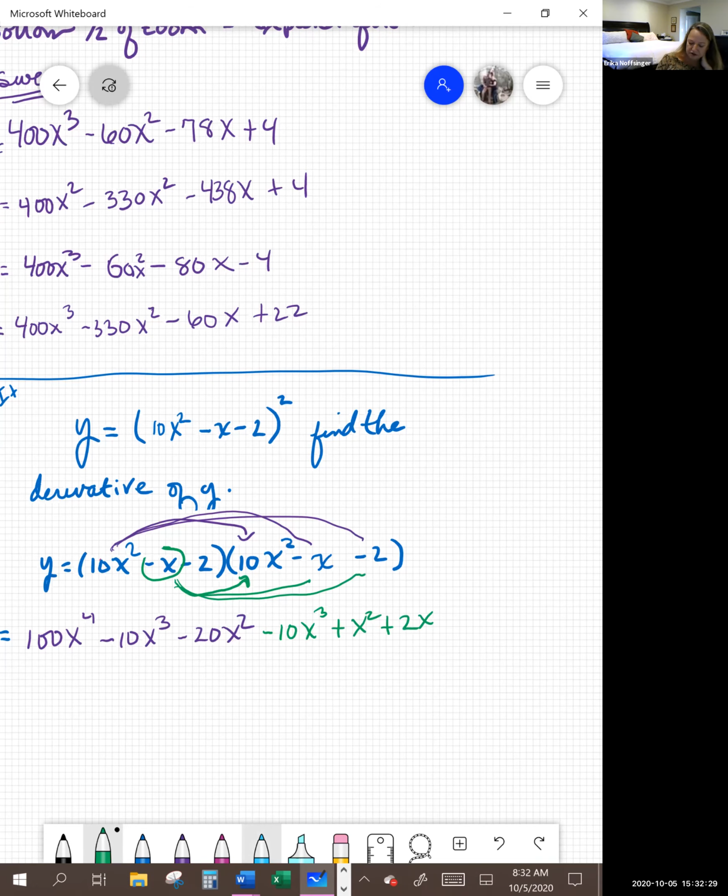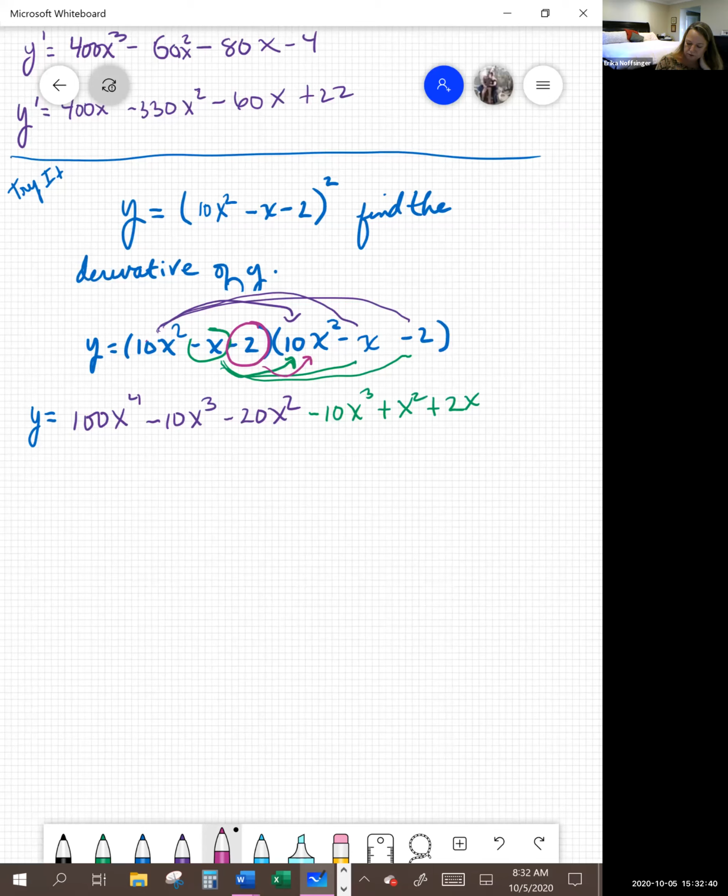Distribute the negative 2 to every single term. So negative 2 times 10x squared is negative 20x squared. Negative 2 times negative x, that's plus 2x. And then negative 2 times negative 2, that's a plus 4.